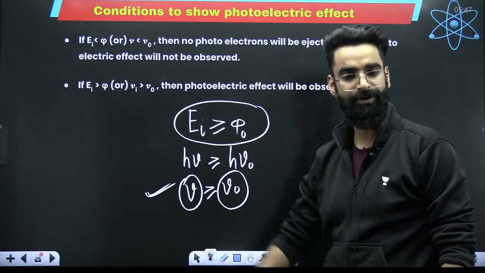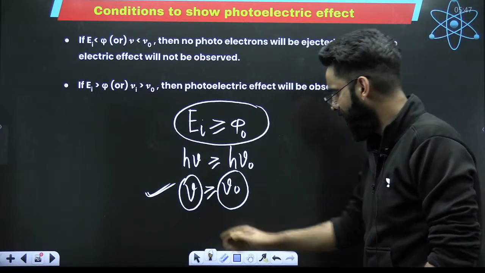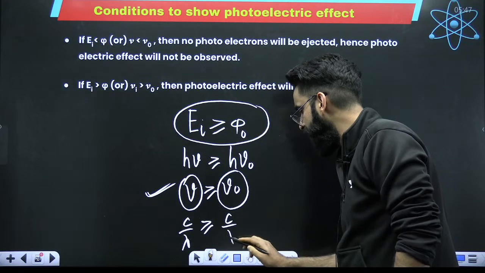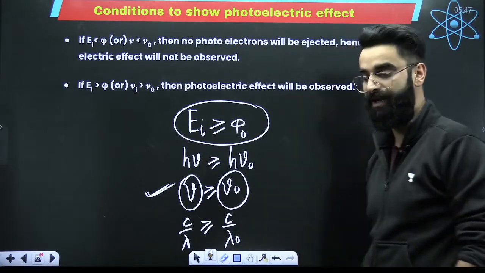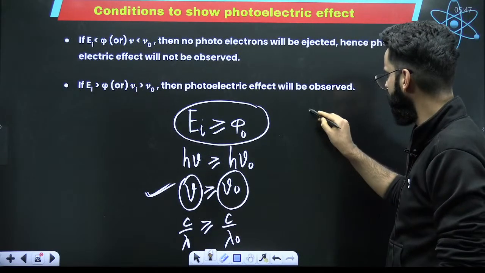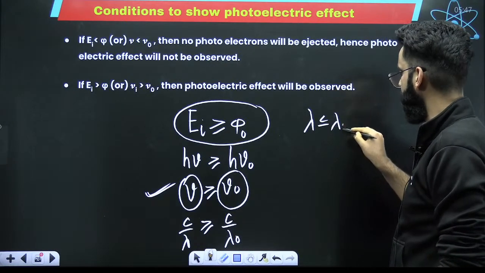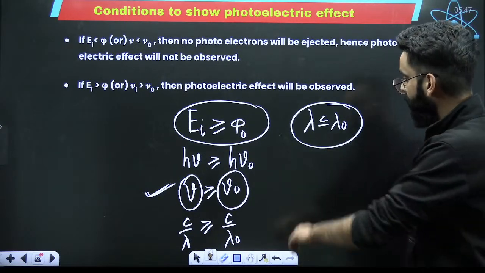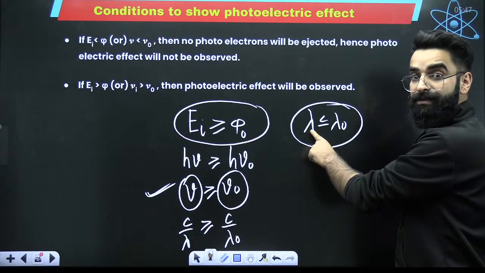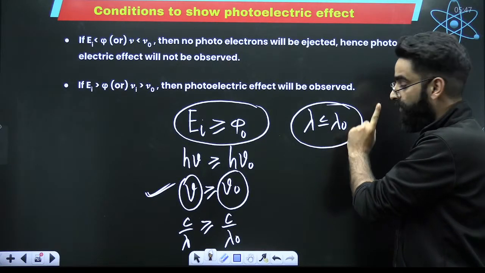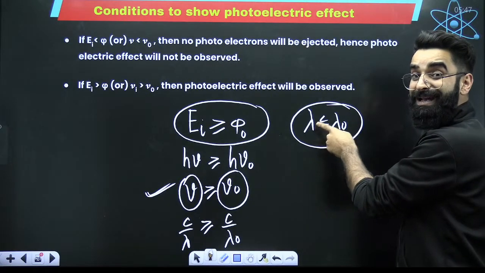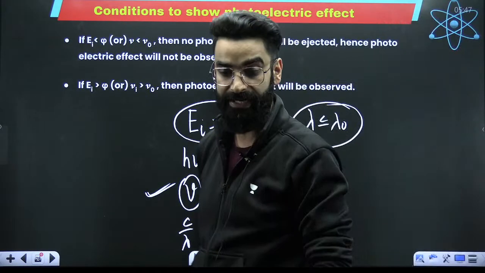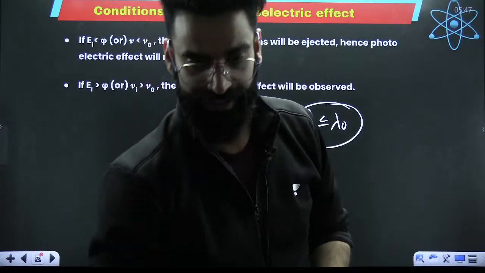Then only the electron will be knocked out. Now one more thing. Frequency is c by lambda. So c by lambda should be greater or equal to c by lambda naught. The c gets cancelled. If you take the reciprocal, you can say lambda should be less or equal to lambda naught. This is one more condition. Lambda is the wavelength of the incident light, lambda naught is the threshold wavelength. Wavelength of the incident light should be less or equal to the threshold wavelength. Then only the photoelectric effect will happen, then only the electron will be knocked out.